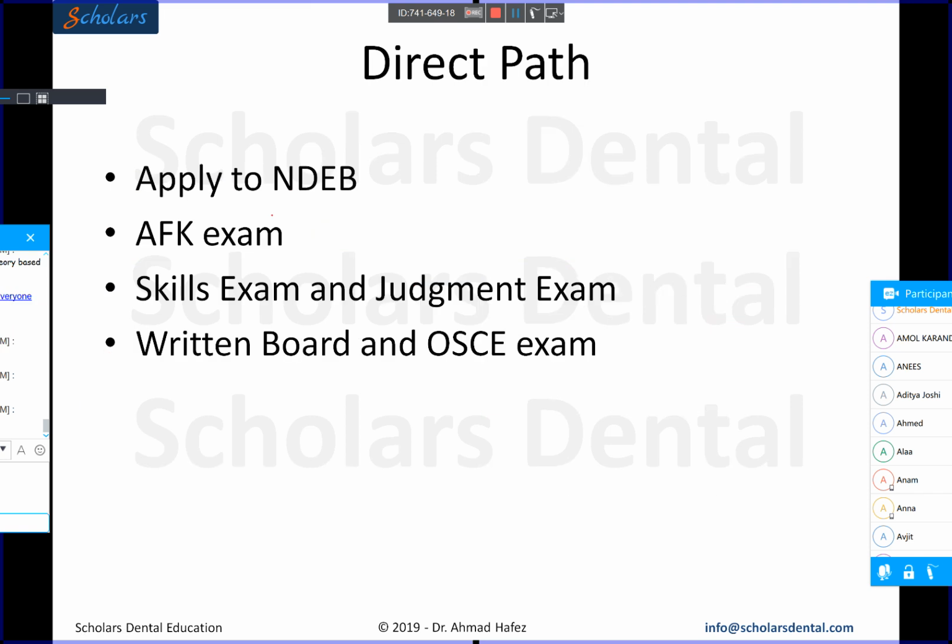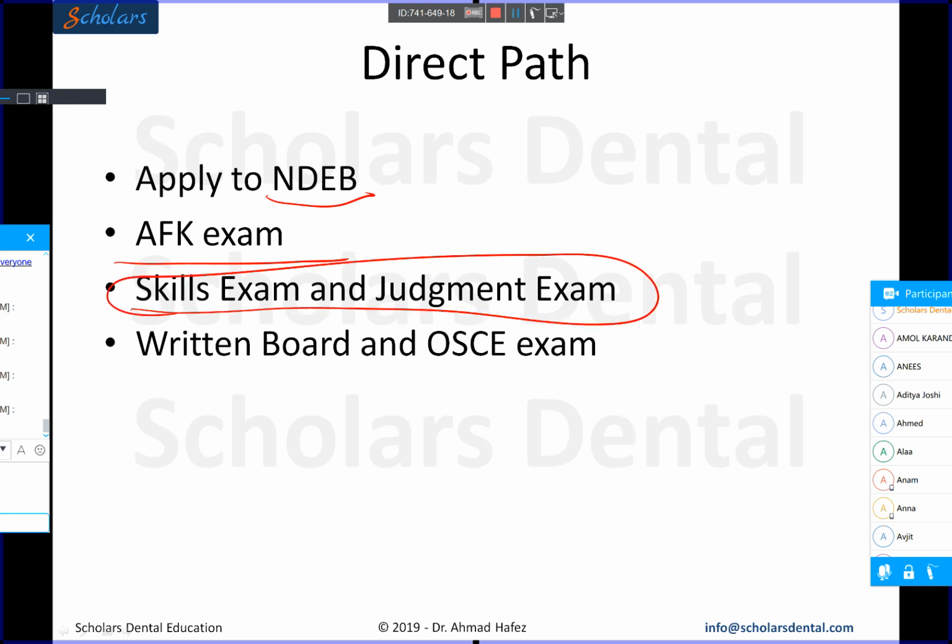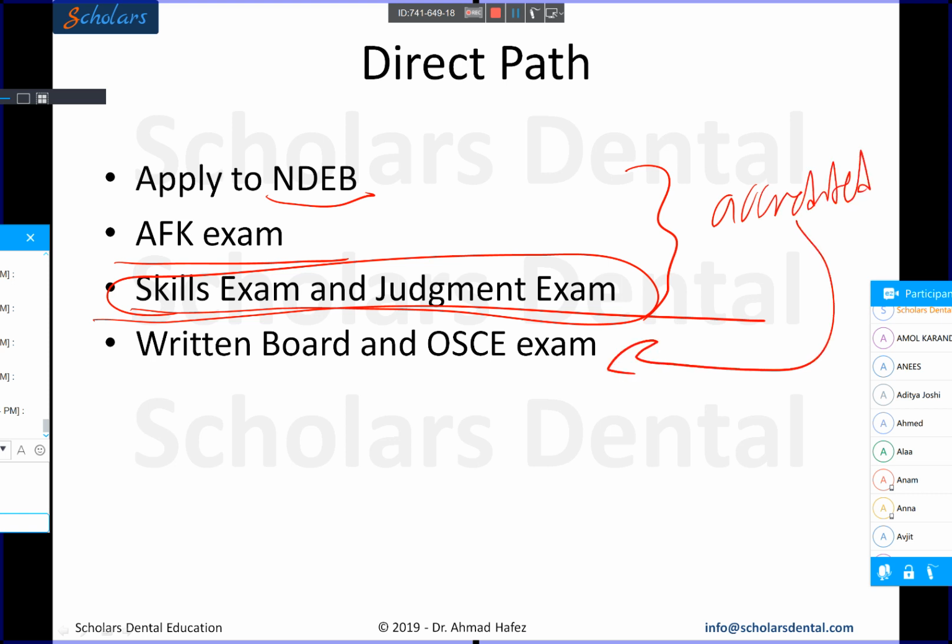First, you have to apply to the NDEB and get approved. Then you have to do the AFK exam. Pass the AFK exam, and then you could do the skills exam and judgment together, or you could choose which one to do first. Once you pass these, you become accredited. They consider you an accredited person, and then you could take the OSCE and written board exams.